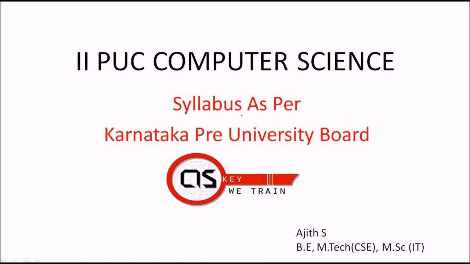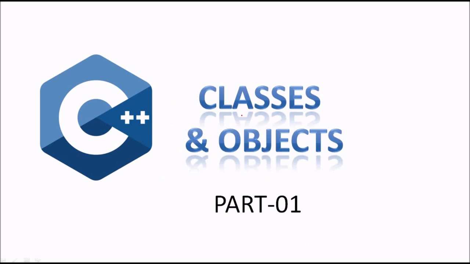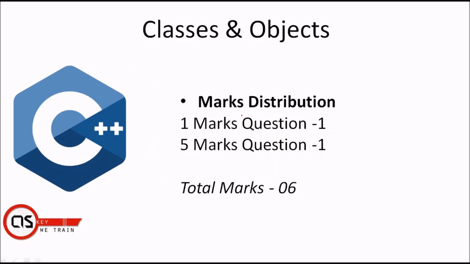In this video, I shall be starting with a new chapter, that is classes and objects. So the marks distribution from this chapter is, you can expect one question which carries 1 mark, and you can also expect one question which carries 5 marks. Altogether you can expect 6 marks from this chapter. So let us discuss the various concepts of this chapter.